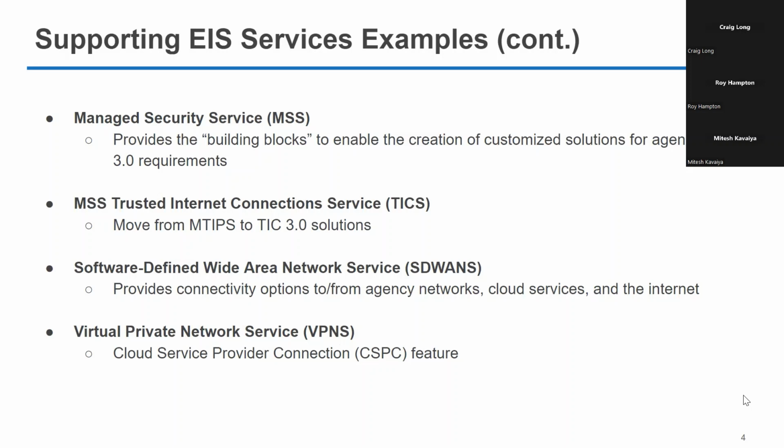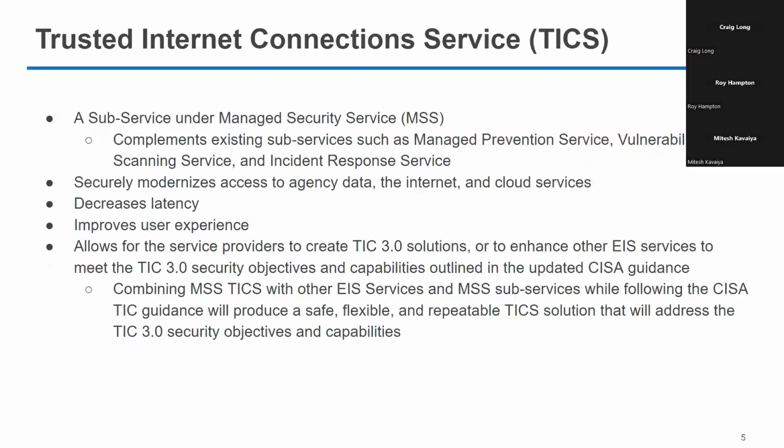Mentioned earlier on the previous slide, we talked about the software-defined wide area network. And so we also have SD-WANS, which is what we call the software-defined wide area network service, which provides connectivity options from agency networks to cloud services and the internet. It also provides the management overlay. VPNS, Virtual Private Network Service, contains the cloud service provider connection feature, where vendors can provide cloud connection to agency-specified public and or private cloud service providers. Next slide, please.